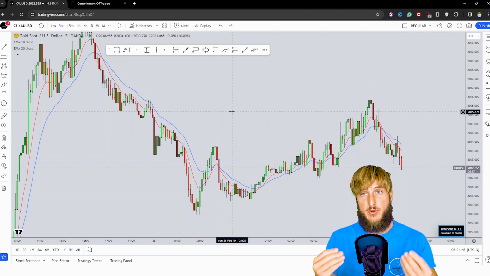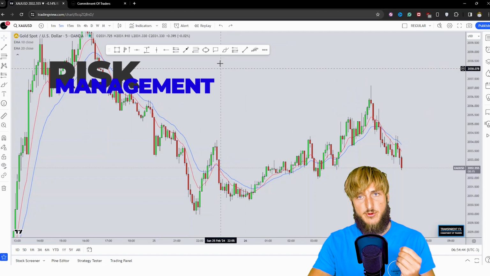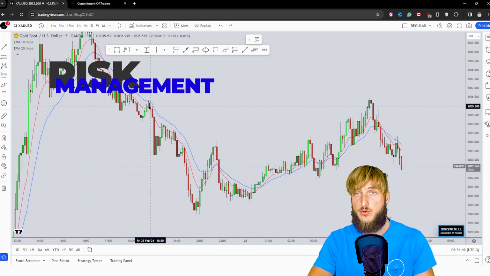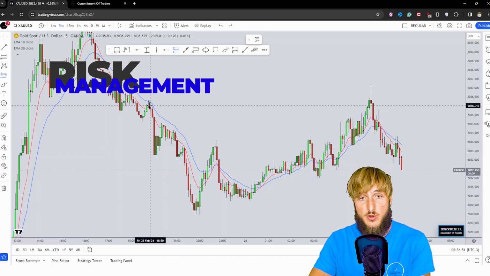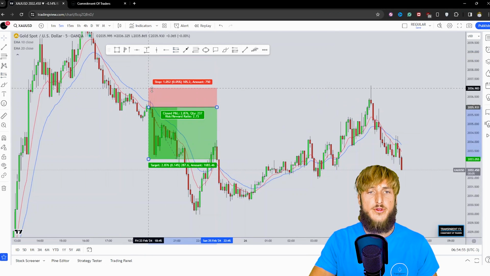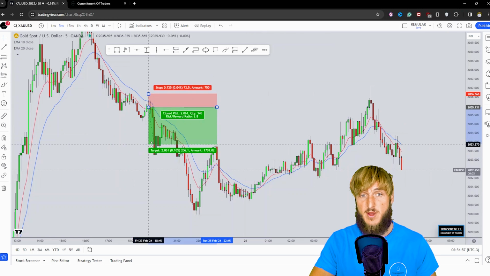For example, you will have to define your risk management. You will have to define what kind of risk to reward you're looking to target. Are you looking to target a 1-2, a 1-1, a 1-0.5 in this case if you're scalping? Are you looking to hold the trade for longer? That could definitely be a possibility, right?